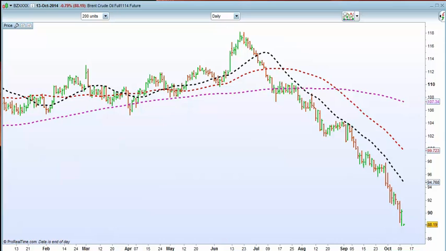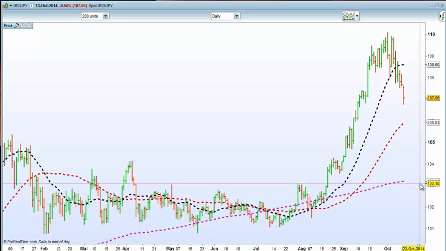Here goes another example showing a bearish trend using the moving averages on the Brent crude futures market. We can see we're below all three, well below all three, and we can say that this market is in a clear down trend.